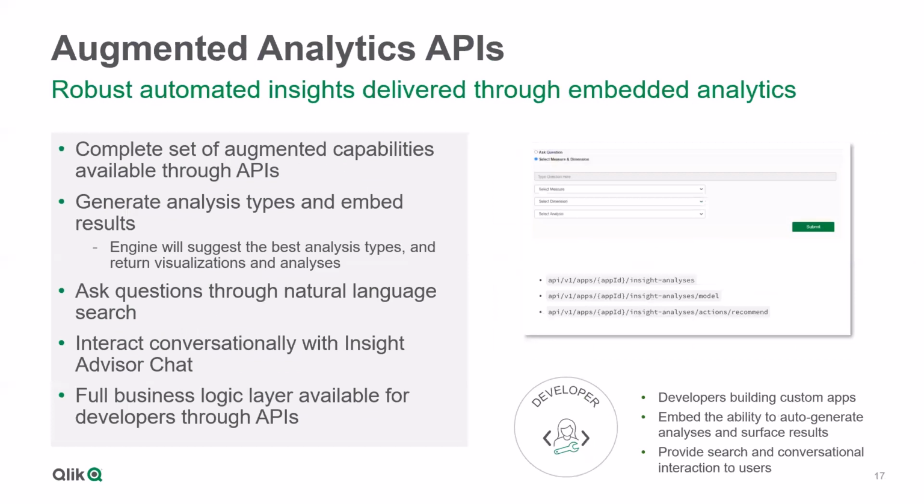One final thing to also note, and another benefit, is for our partner network and those who want to embed insight generation and AI enhanced capabilities into their own applications. There's a full set of what we call augmented analytics APIs. So a lot of what I'm showing you that is built into the product today can also be used to develop custom apps. So you have the ability to embed auto-generated analyses and those results in your own apps. Go to dev.qlik.com to learn more about that. If you have any other questions, send them over to me in the chat and I can get that information for you.